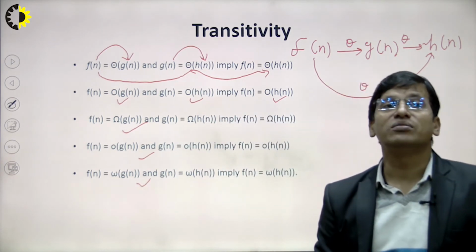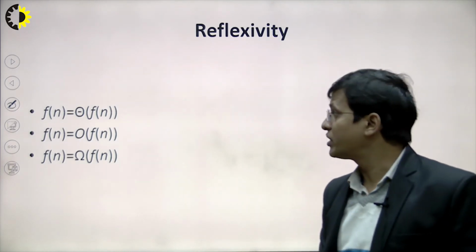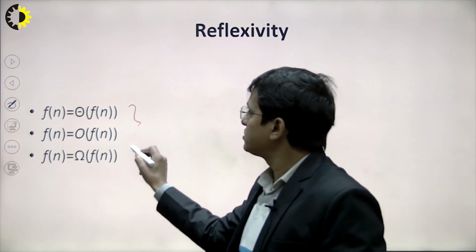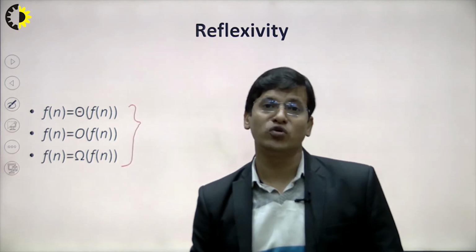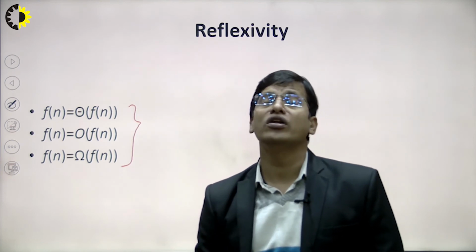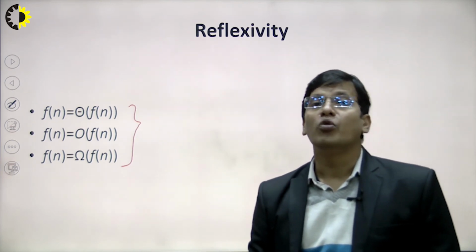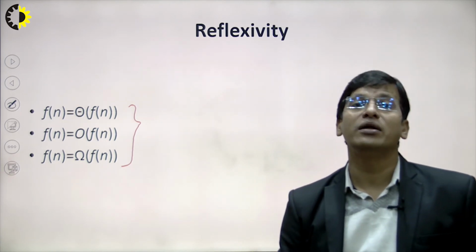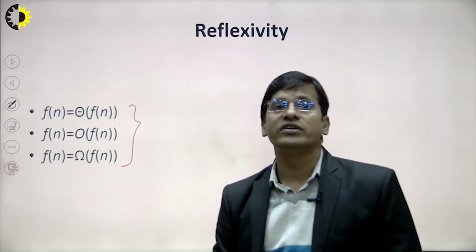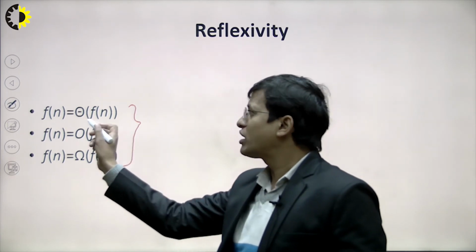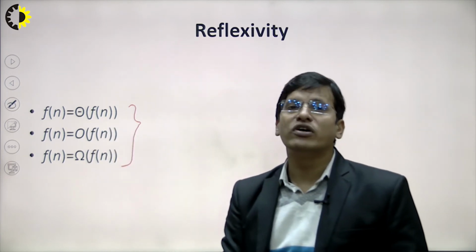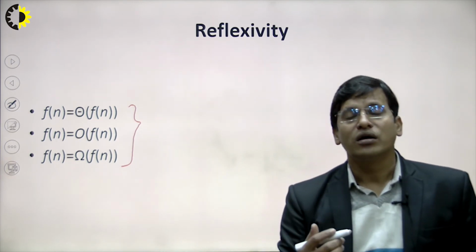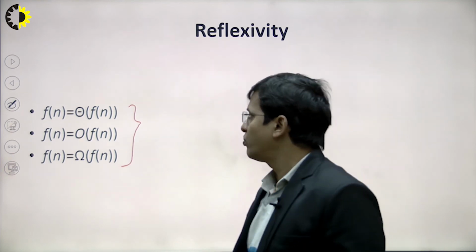Now the next one is the reflexivity property. The reflexivity property only holds for theta notation, big O notation, and big omega notation. It does not hold for little omega and little o notation. Why is it not following? Because those are not tight bounds, so the reflexive property does not work. Equality is not there, and only when equality comes into the picture can we consider it.